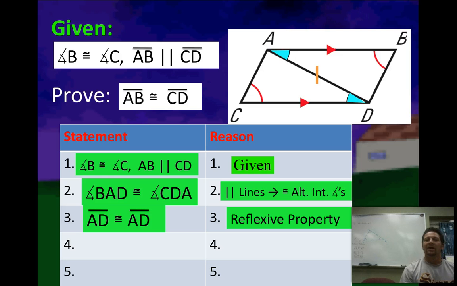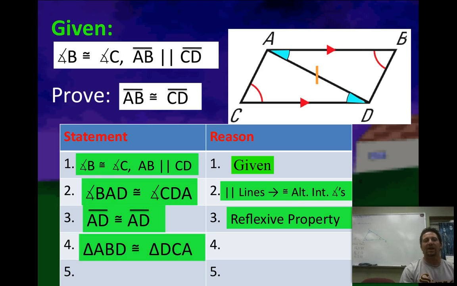But now, do I have enough information to prove that those two triangles are congruent? So just look at my information. Angle B is congruent to angle C. There's one angle. Angle BAD is congruent to angle CDA. There's two angles. And then I have side AD is congruent to side AD. So now I have angle, angle, side to prove that triangle ABD is congruent to triangle DCA via angle, side.